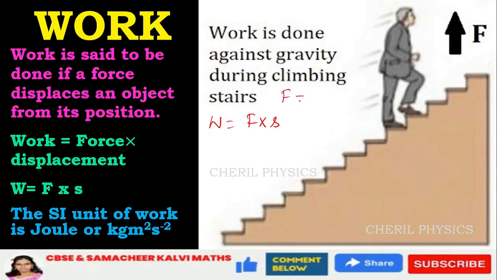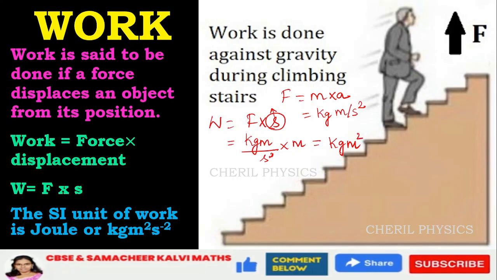What is F? You have already learned that F is equal to M into A. What is the unit of force? Mass is in kilogram, and acceleration is in meter per second square. So force is kilogram meter per second square. Then you have another term, S. This S is the displacement, and the unit of displacement is meter. So the unit becomes kilogram meter square per second square, which you can write as kilogram meter square s to the power minus 2. This is how you can derive the unit of work from the formula.